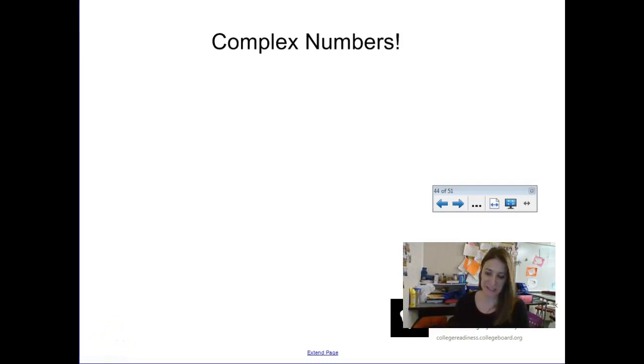Our next SAT Fast 5 is going to discuss complex numbers and the complex number system, and solutions that are complex. So first, let's remember a complex number is in the form a plus bi, where a is the real number component, and bi is the imaginary component.